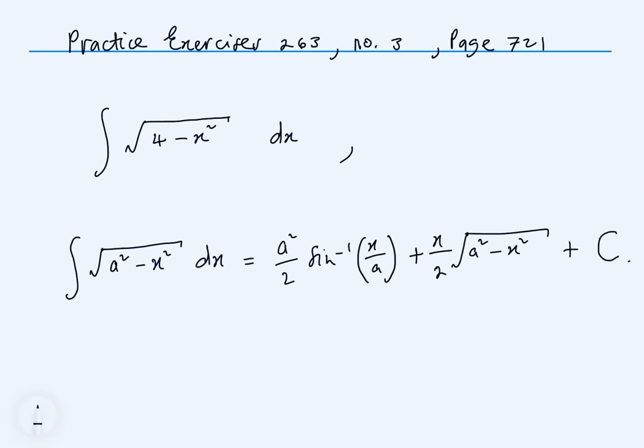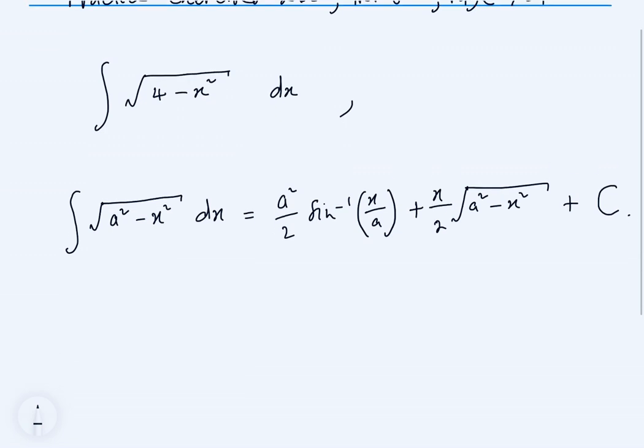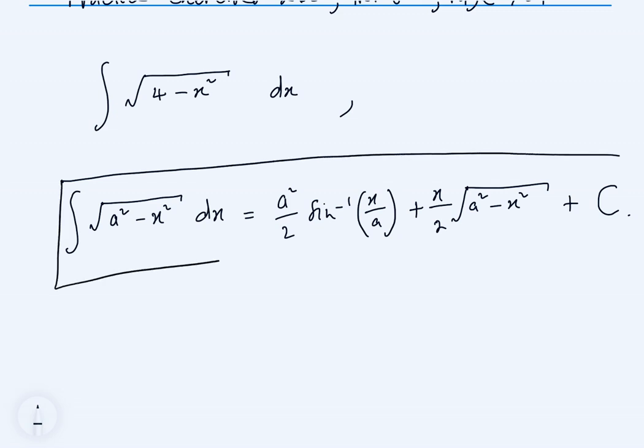So this is what you are given. You basically use this formula to evaluate this integral. This formula takes the form of this integral. So you use this formula, which is found in the formula sheet that you'll be given, to evaluate this given integral.